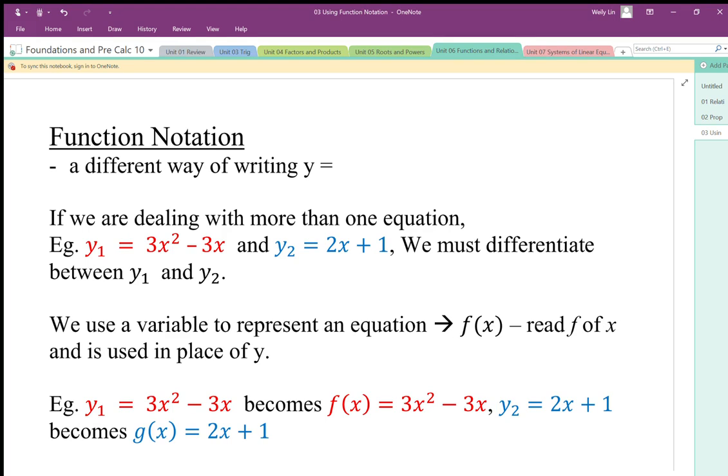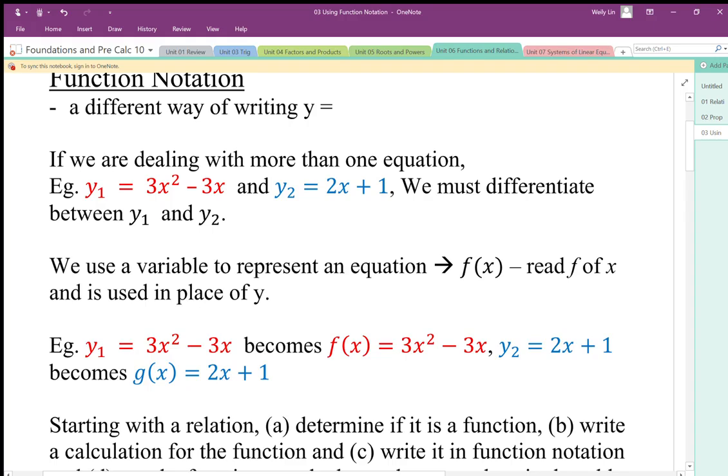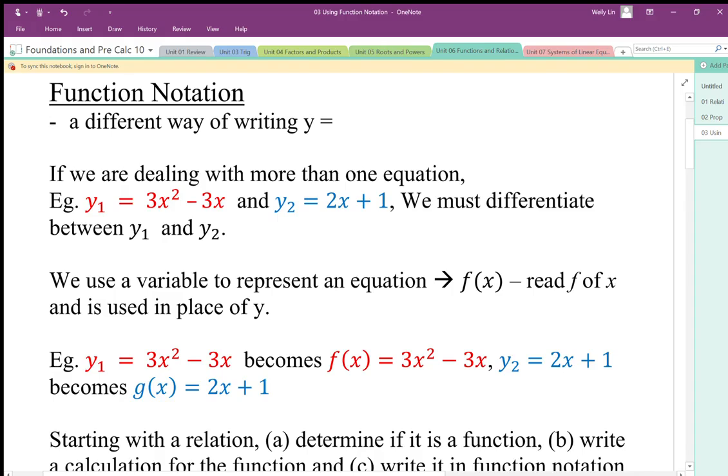So if we have two relationships here, y equals 3x squared minus 3x, and another, y equals 2x plus 1, these are two different relationships, and we can differentiate them with either y1 and y2. That's one way we can differentiate them. We can also use something called function notation, and this function notation becomes very important. So we're going to start by using it to differentiate two different equations.